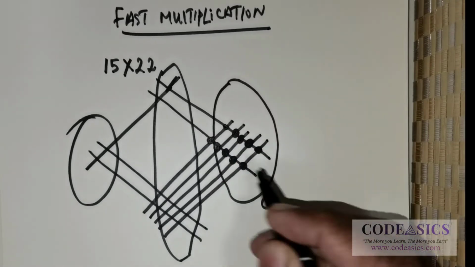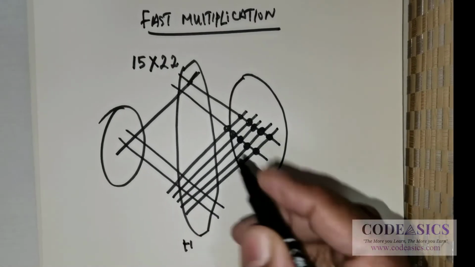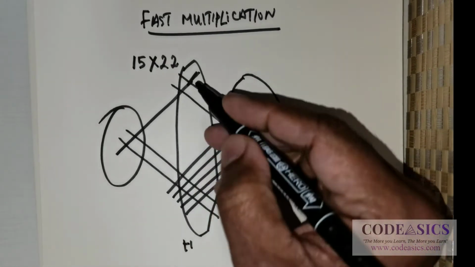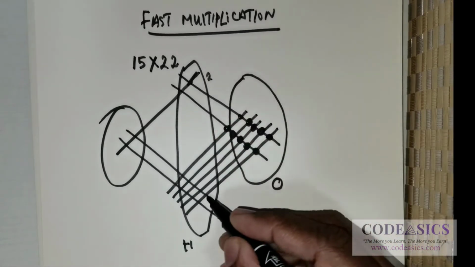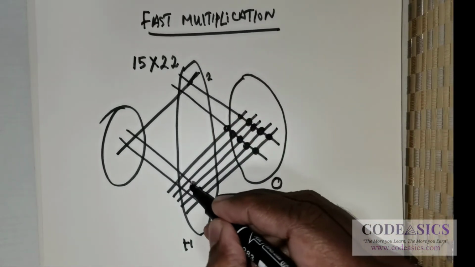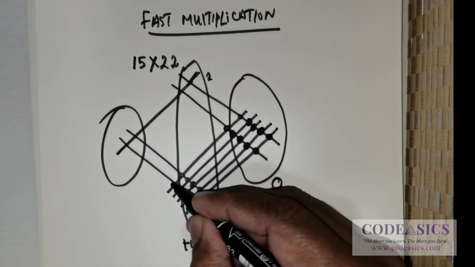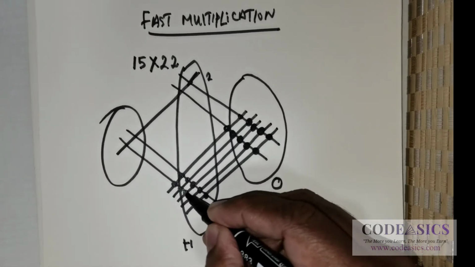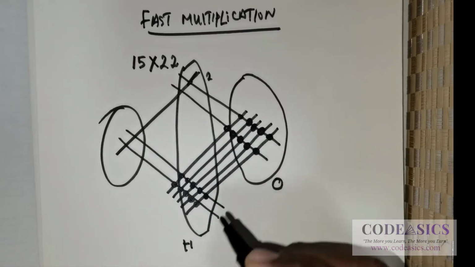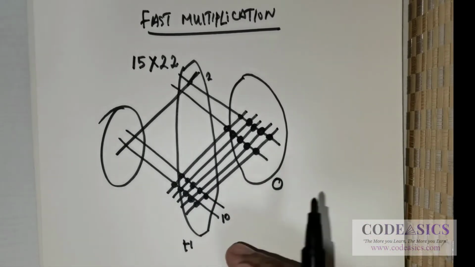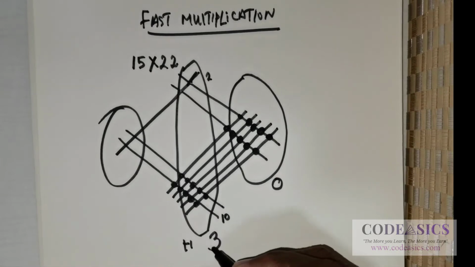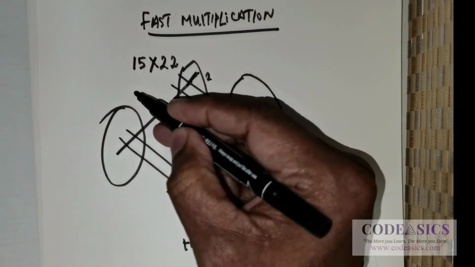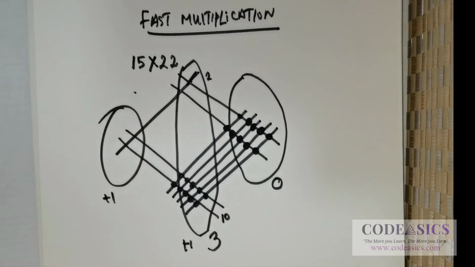So place a 0 here and you carry the 1 over. And then you count the number of intersections. You got 1 and 2, 2 over here. And then 1, 2, 3, 4, 5, 6, 7, 8, 9, 10. 10 intersections are here. So 10 plus 2, 12, plus 1, 13. So this is going to be 13. So place the number 3 here and take the number plus 1 over here.